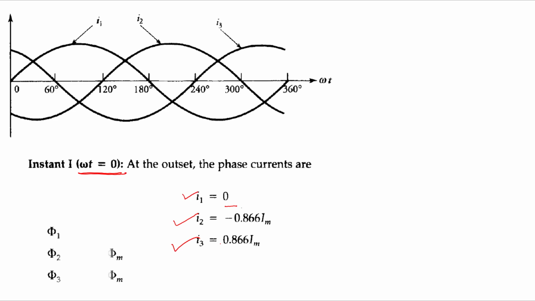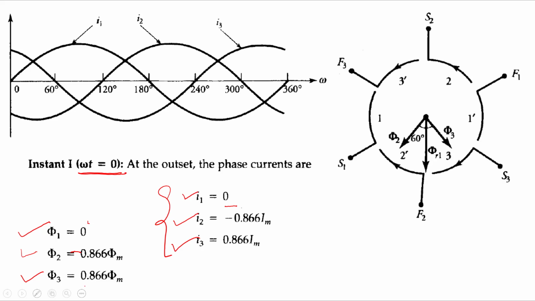Now, if I calculate the flux and current, their nature will be almost the same. So phi 1 will become 0, phi 2 will be minus 0.866 Im, phi 3 is 0.866 Im, right? Now let me plot the magnitude of all these fluxes here. We can see here the winding structure. It is given S1, F1, S2, F2, S3, F3, right? Now the flux I want to plot. So phi 1 is 0, right?